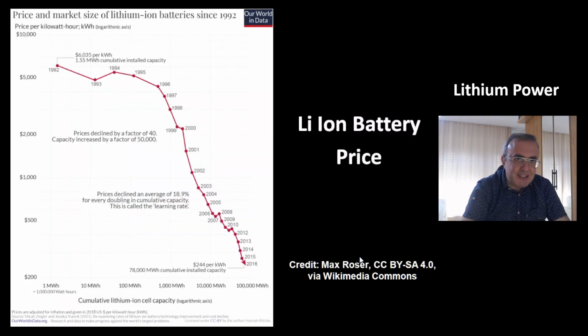This picture shows you the development and the prices of lithium batteries, and you can see their decline over the years. And there are two driving forces. One is, of course, economies of scale, and second is technological progress.